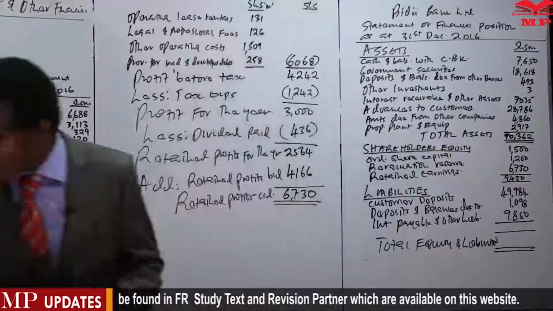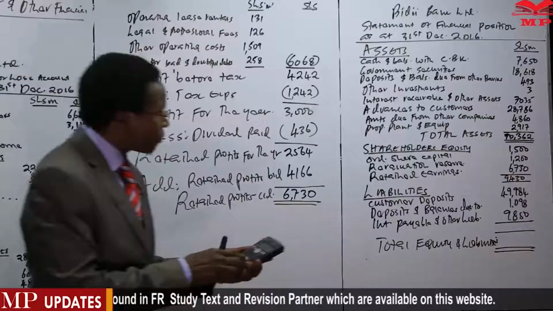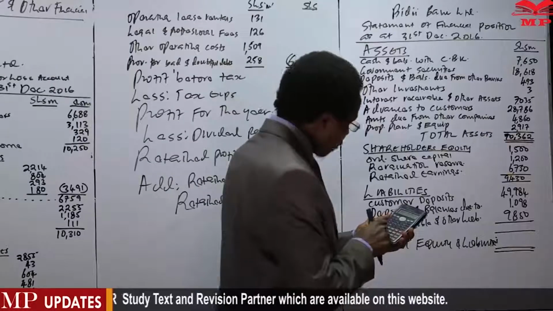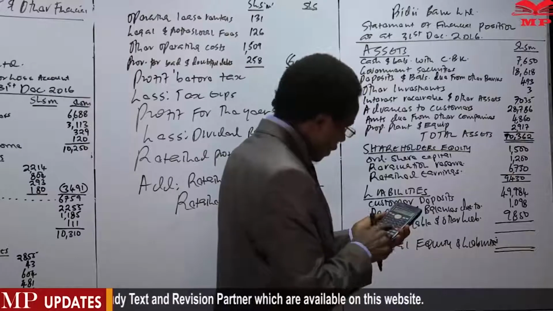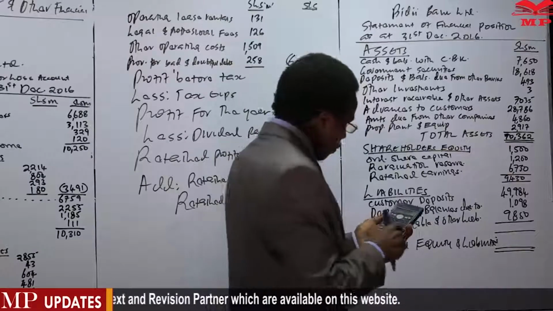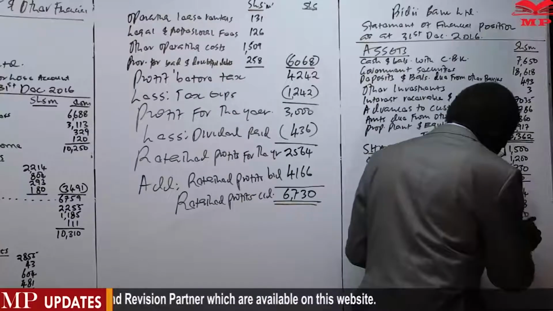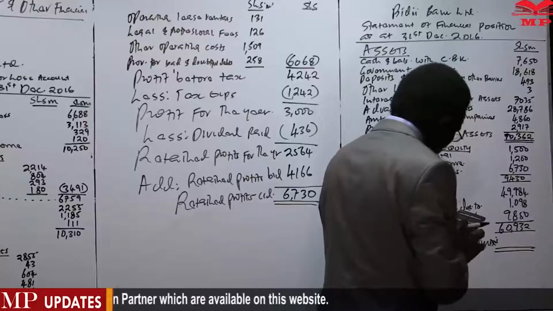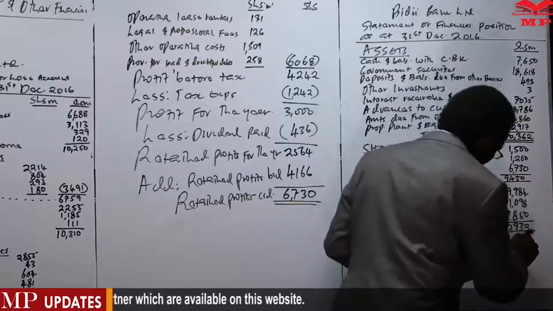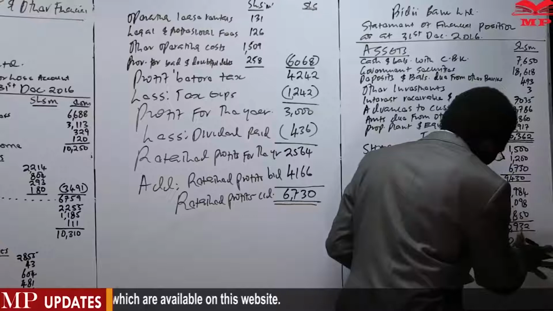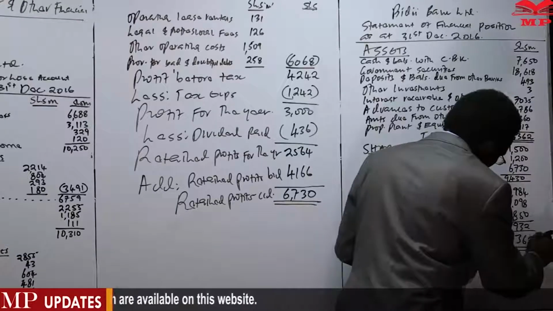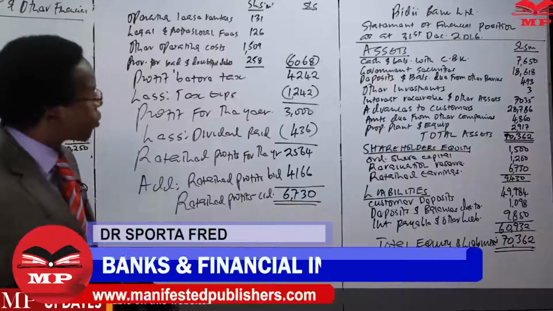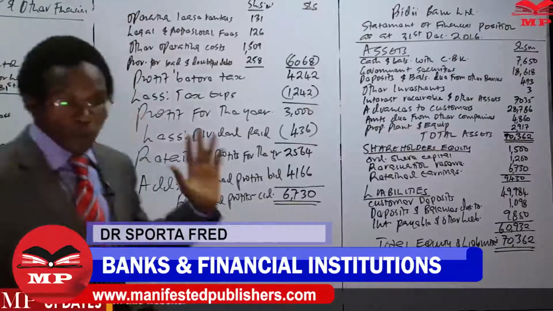So we can take our calculator and say this: 49,984 plus 1098 plus 9850, we have the 60932, then plus 9430, then we have 70362. So that is the statement of financial position, and we have done the statement of profit or loss.